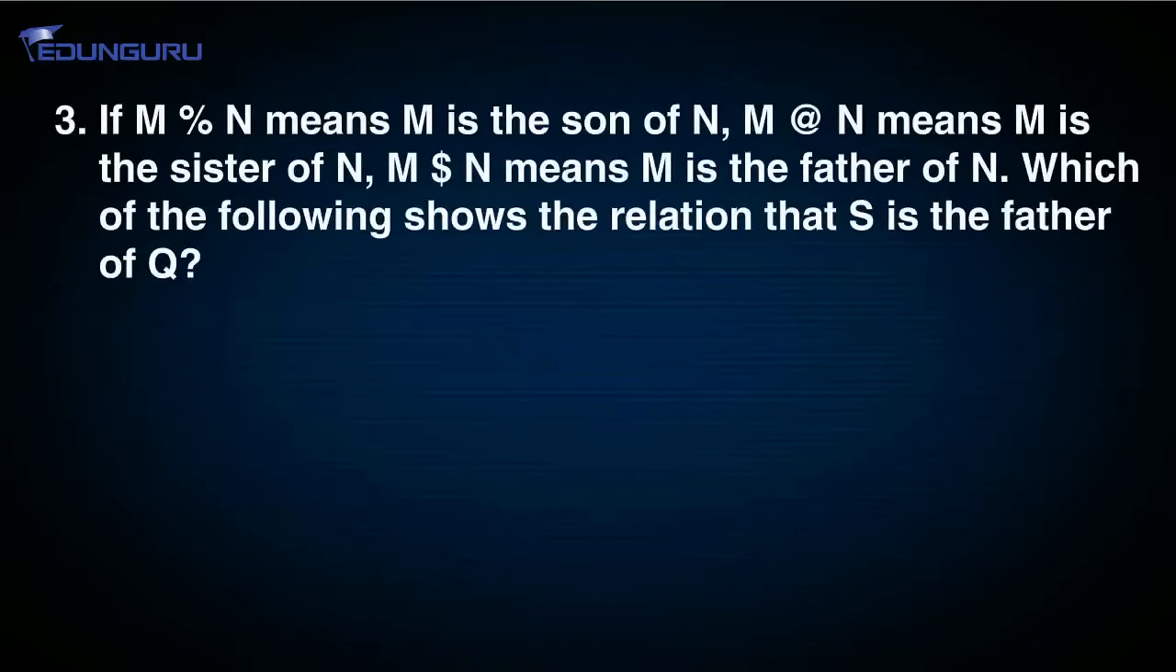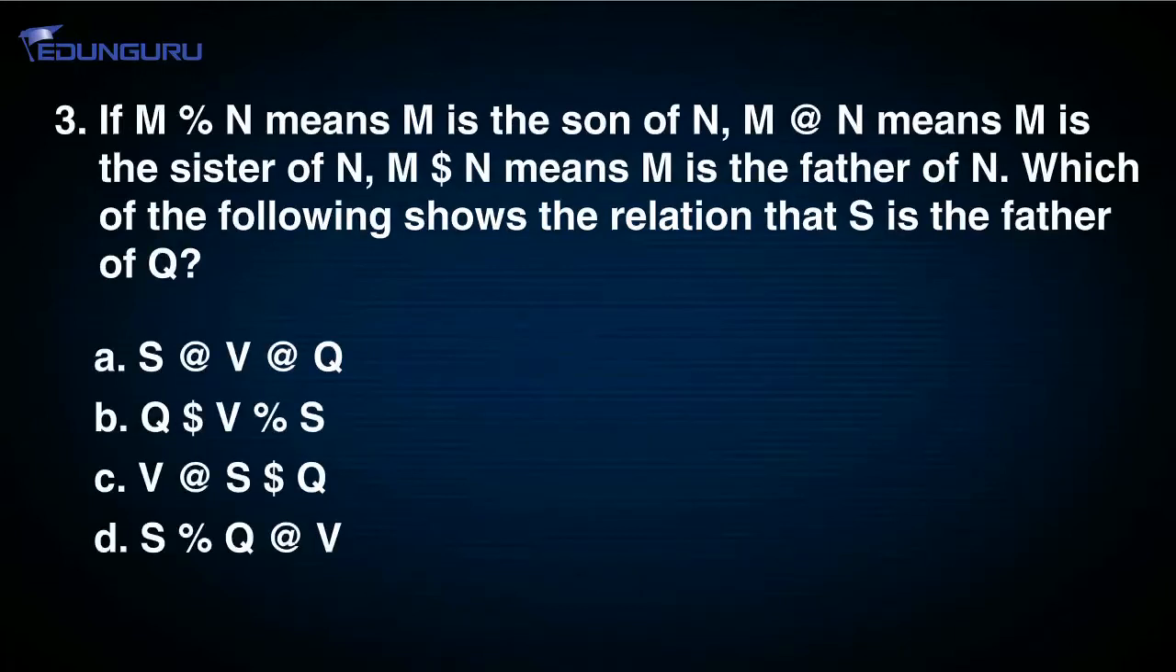Question number 3. If M % N means M is the son of N, M @ N means M is the sister of N, M $ N means M is the father of N, which of the following shows the relation that S is the father of Q? Option A, S @ V @ Q. Option B, Q $ V % S. Option C, V @ S $ Q. Option D, S % Q @ V.